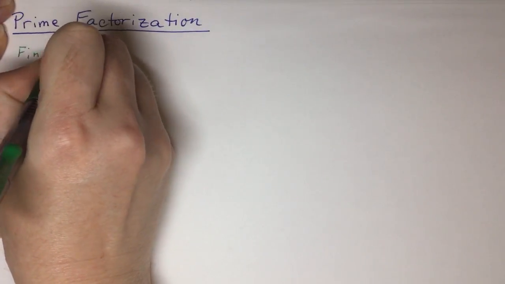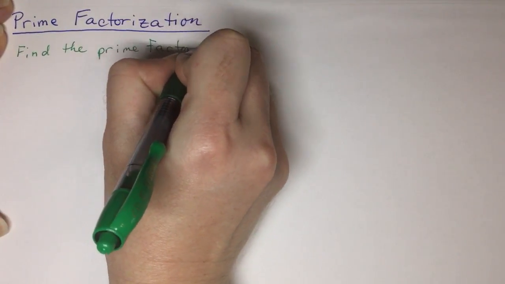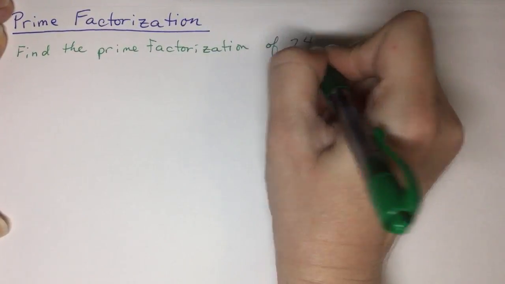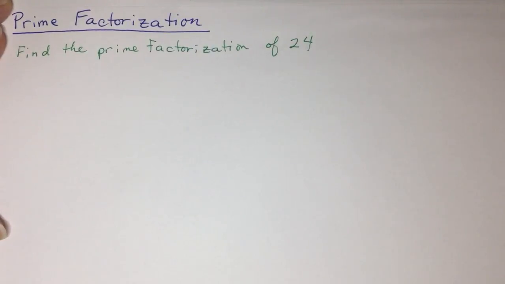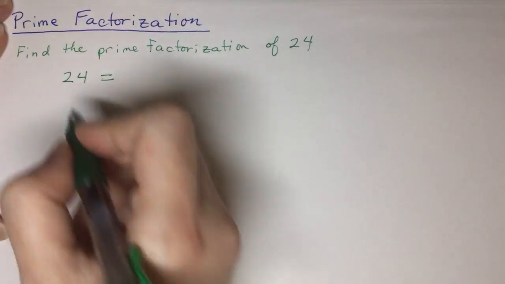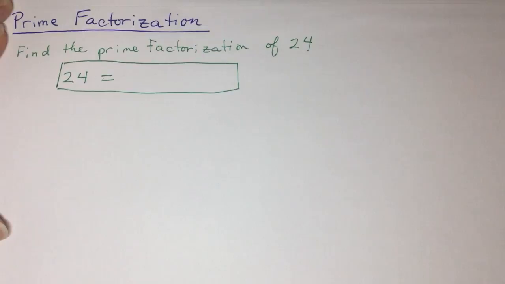There are a number of different ways to find the prime factorization of a number. What I'm going to show you will be using a factor tree. So let's say I want to find the prime factorization of 24. My goal here is to write 24 as a product, multiplication, of primes. So here is what I'm going to want for my final answer.